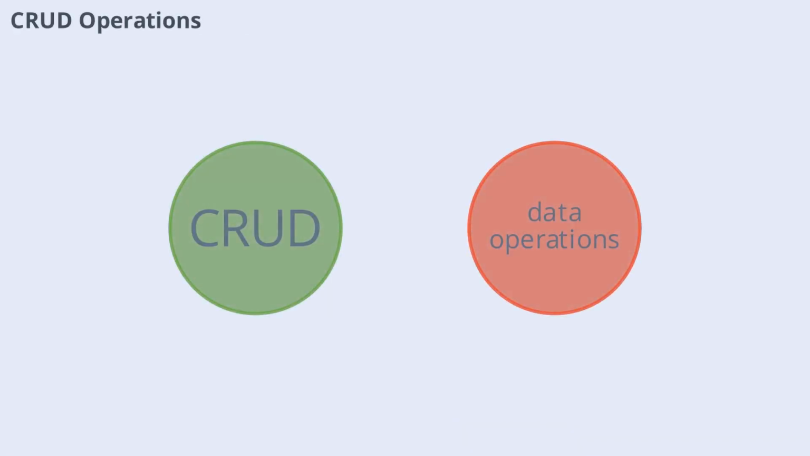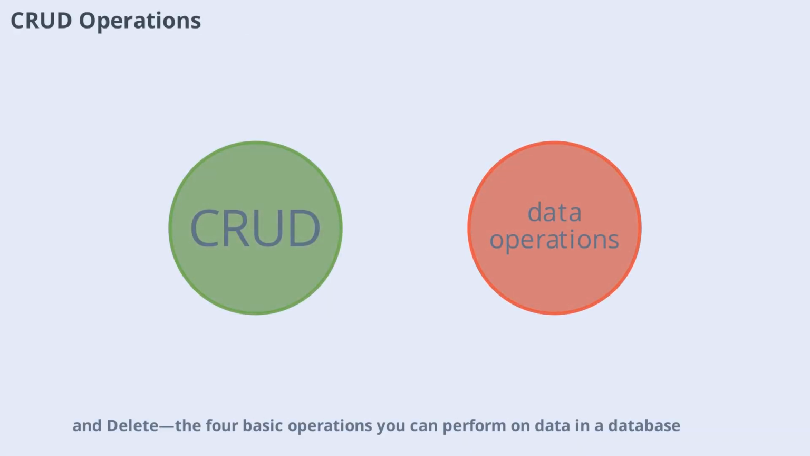CRUD stands for create, read, update, and delete, the four basic operations you can perform on data in a database. These operations are fundamental to managing any database. For example, adding a new customer is a create operation, viewing their details is read, updating their information is update, and removing them is delete. Mastering CRUD operations is essential for effective database management.